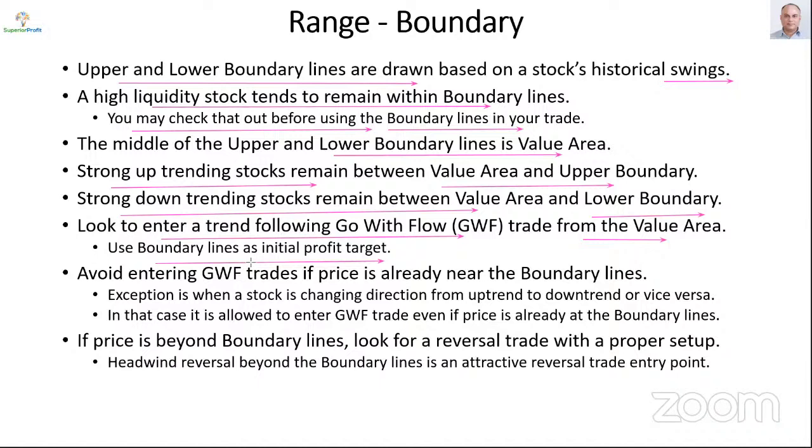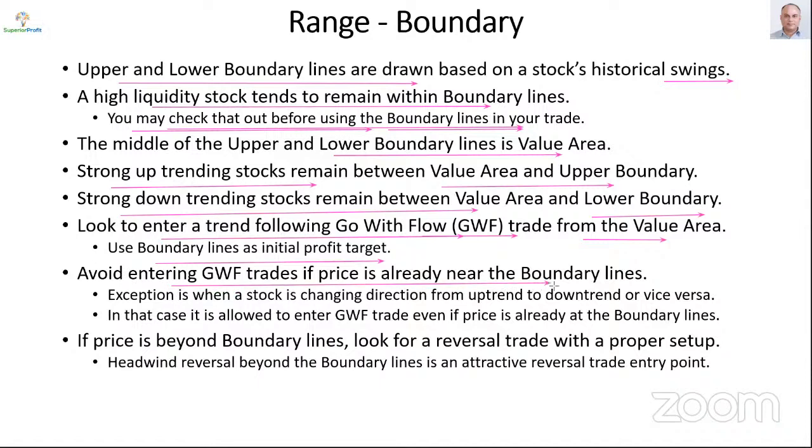Why would we like to assess the reward risk ratio using the boundary lines? Because our first check was: is the stock following the boundary lines? And if it was following, then we expect it to follow in the near future also. That is why we would like to have boundary lines as the profit target in the case of a go with flow long trade. That means if it is already too close to the upper boundary, we may not take the go with flow long trade. And there is an exception: if the stock is changing direction from uptrend to downtrend or downtrend to uptrend. I'll cover the trade setups in more detail in other sessions.